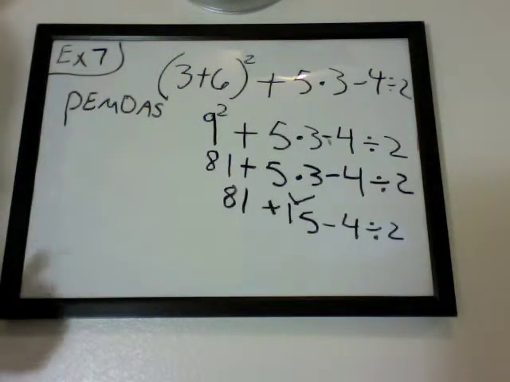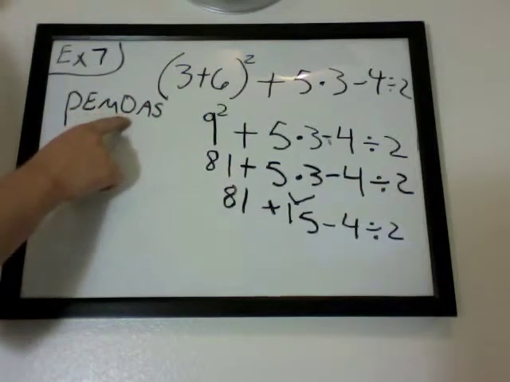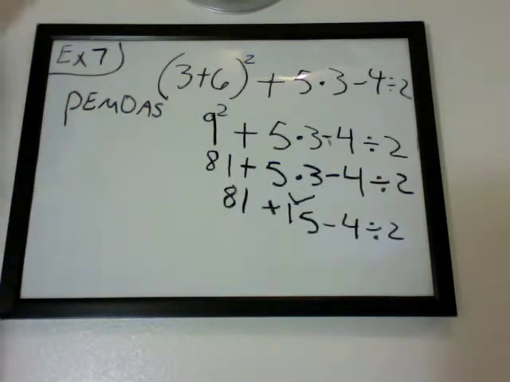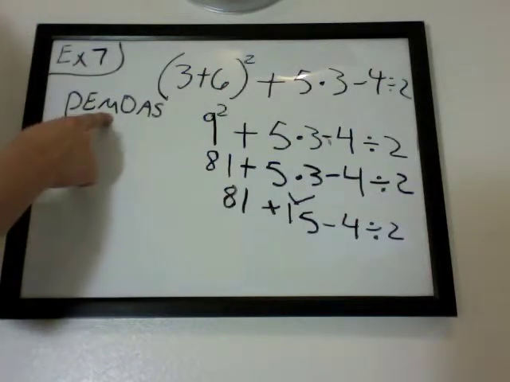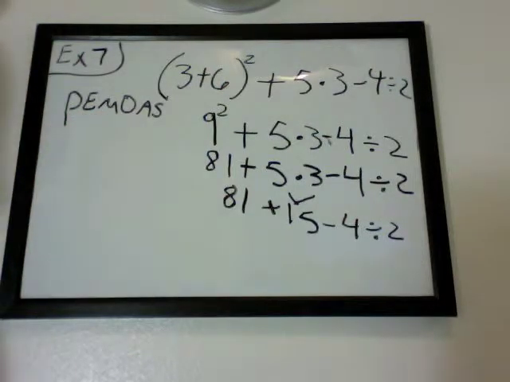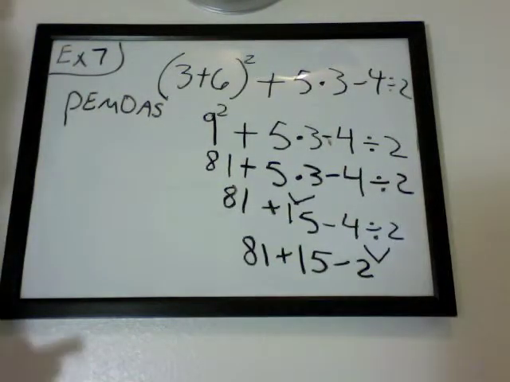Now we check, see if we have any more multiplication or division, since we took care of the parentheses and exponents. We have another division, and no more multiplication. So let's do the division now. 4 divided by 2, just get 2. Now bring everything else down. So now we have 81 plus 15 minus 2.